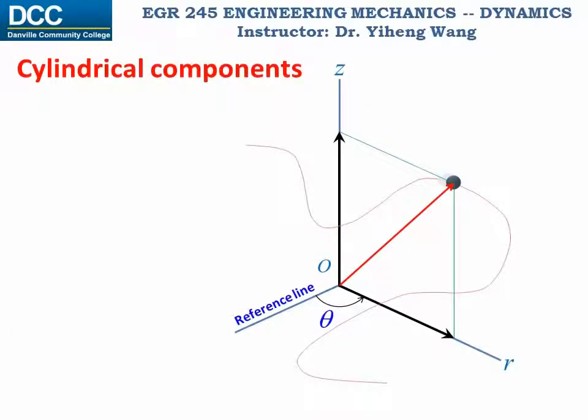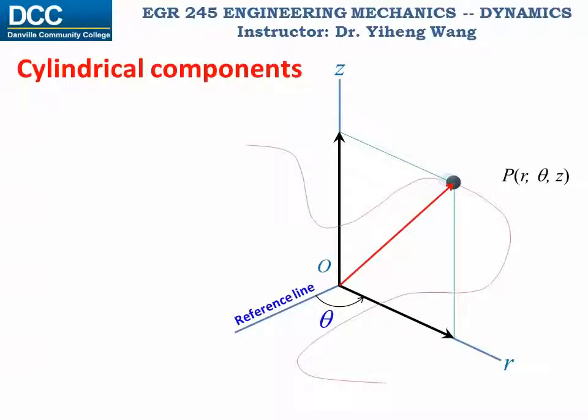Now, the curvilinear motion represented in the three-dimensional cylindrical coordinate system. As you can see, we keep the same z-axis from the rectangular coordinate system, and we replace the 2D xy coordinate system by a 2D polar coordinate system. Therefore, the position of this particle can be represented by coordinates of r, theta, and z.